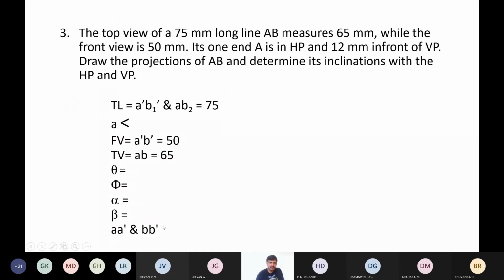Now you have to list down what is given. So, true length A dash B1 dash is given. Again, for true length we are going to make use of both above XY and below XY. So below XY AB2, above XY A dash B1 dash, that is given as 75 mm. Then the location of A is given.